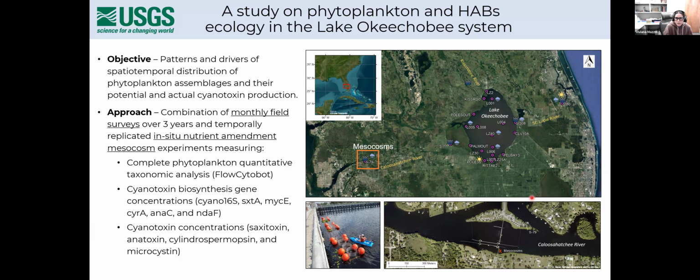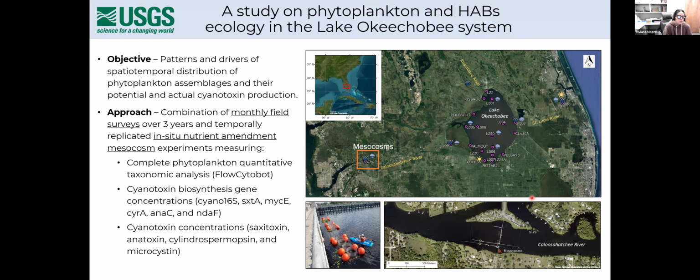And they funded us for 3 years, during which time the field work was being conducted, but the ongoing sample and data analysis and publications are being supported by the Environmental Health IST. We collected so much data as part of this project. There was no way to finish everything in those 3 years. The objective of the study was to understand the patterns and drivers of spatiotemporal distribution of phytoplankton assemblages and their potential and actual cyanotoxin production, right? So really focusing on the cyanobacteria that we know are the dominant bloom formers in this lake.